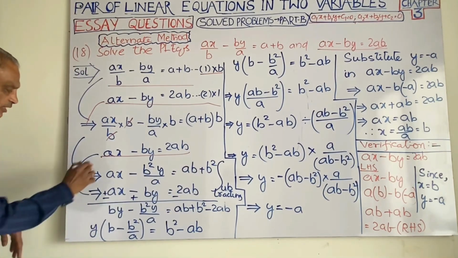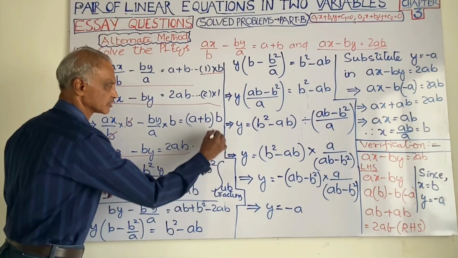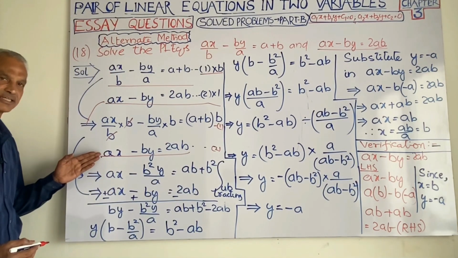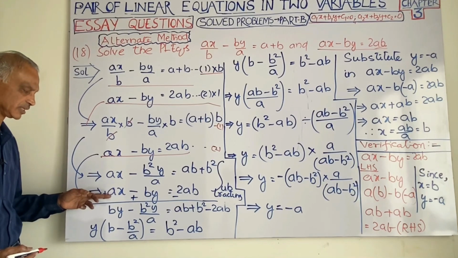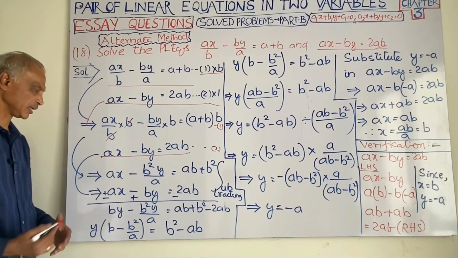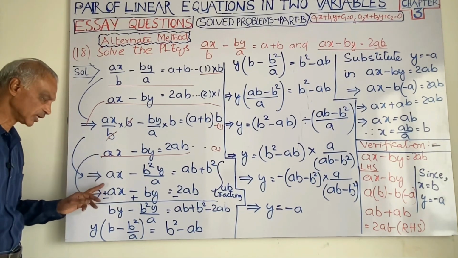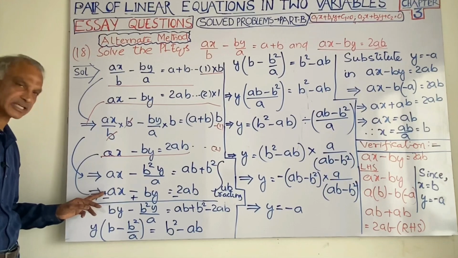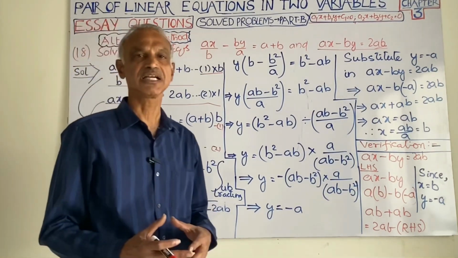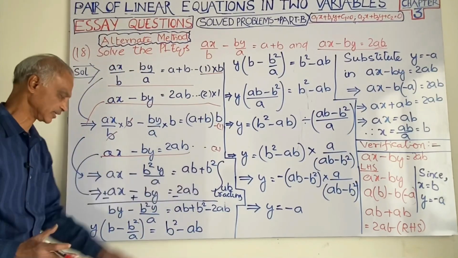Next, I have taken the same second equation: ax minus by is equal to 2ab. I want to make the first term equal. Both have plus signs for ax, that's why I am subtracting this equation from this equation.